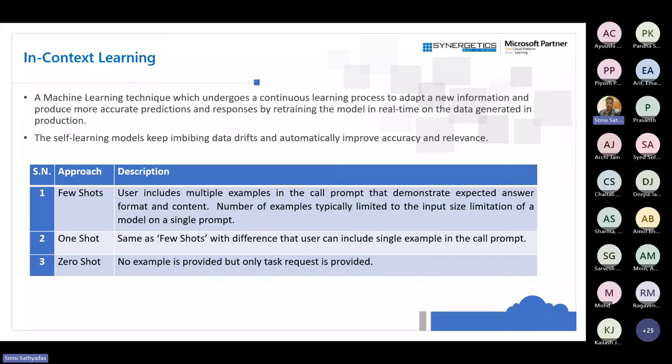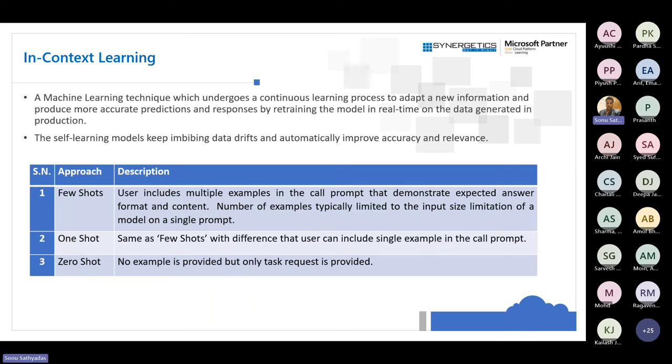In context learning. So what is in context learning? It's a machine learning technique which undergoes a continuous learning process to adapt to new information and produce more accurate predictions and responses by retraining the model in real time on the data generated in production.